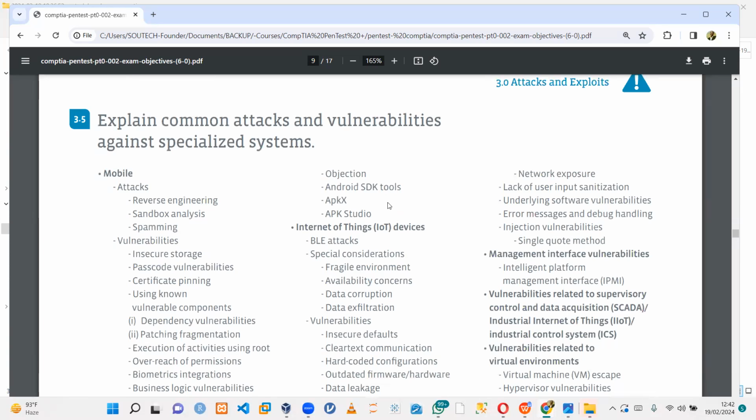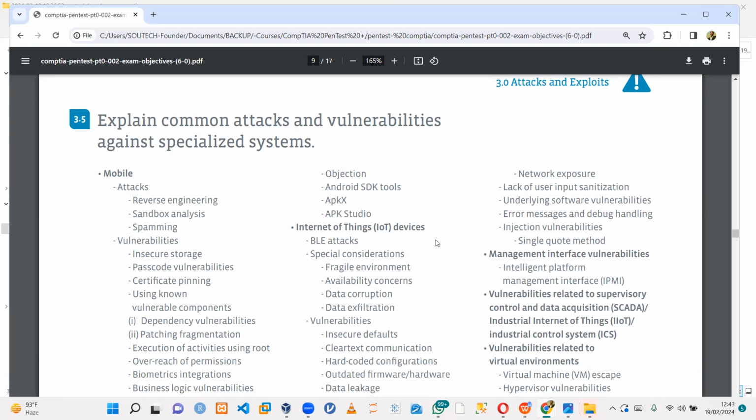Now you have 3.5, common attacks and vulnerabilities against specialized systems. Now you see that, I believe sometime this year, maybe late in the year, we're going to have PenTest+ PT0-003. In 003, you can see the curriculum expanded to take care of these topics, especially for IoT and cloud, to take care of them as very, very detailed modules. Because one thing with certifications is they are going to grow according to need. They are going to grow according to the type of attacks we have in those domains.